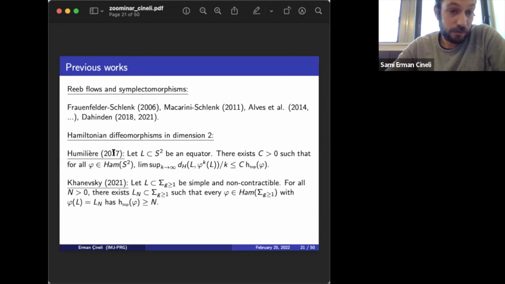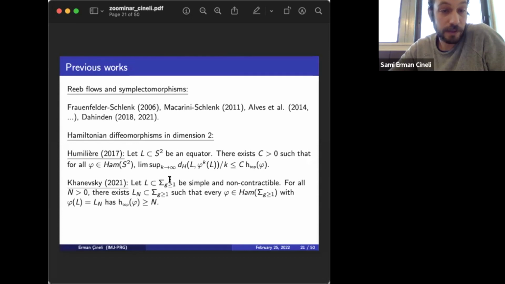The first result is due to Polterovich. He shows the following: let L be an equator. That means L divides the sphere into two equal areas. There exists a constant such that for all Hamiltonian diffeomorphisms of the sphere, the upper limit of the normalized Hofer distance between L and phi to the k is bounded by some constant times the topological entropy of phi. For instance, if the left-hand side is non-zero, topological entropy is non-zero.